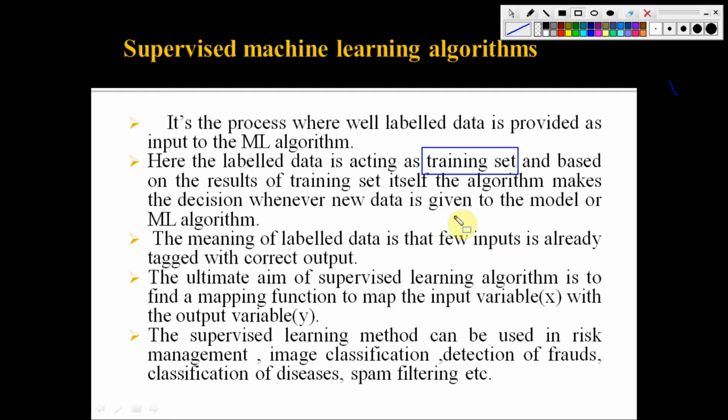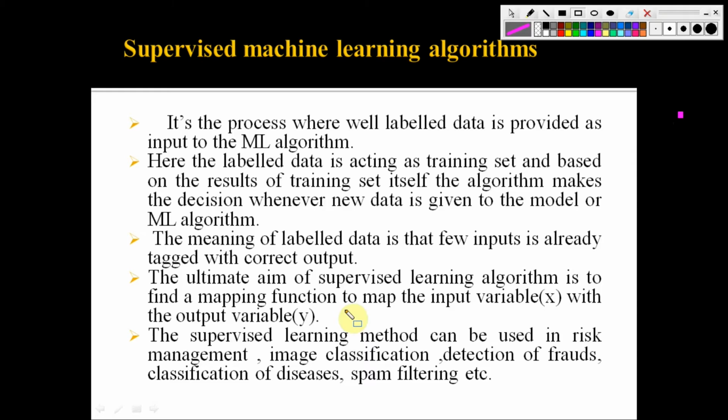The meaning of labeled data is that a few inputs are already tagged with the correct output, and they will be fed to the machine learning algorithm. The ultimate aim of a supervised learning algorithm is to find a mapping function to map the input variable x with the output variable y. So the main purpose of supervised machine learning is to map the input variable x with the output variable y. That's the whole idea of the algorithm.